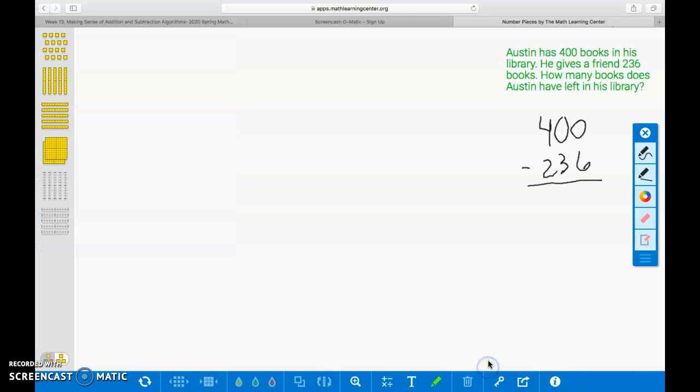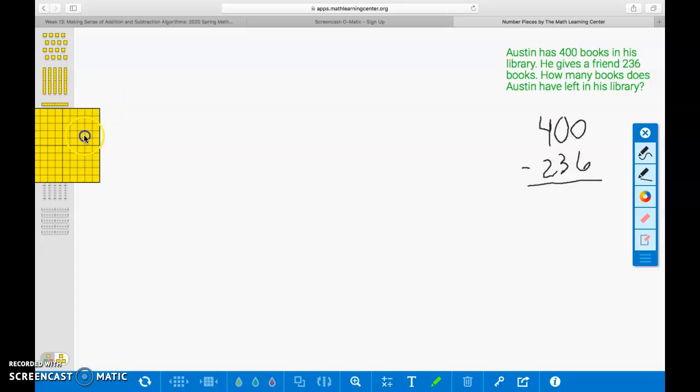Okay, so here's our problem. Austin has 400 books in his library. He gives a friend 236 books. How many books does Austin have left in his library? Our U.S. standard algorithm problem is 400 minus 236.